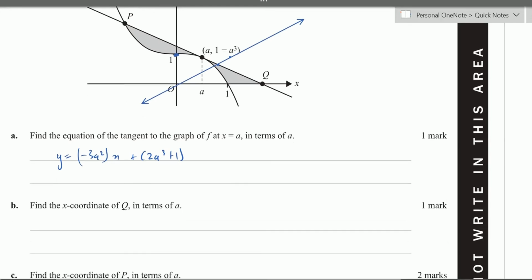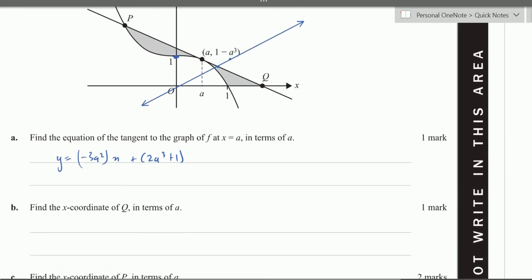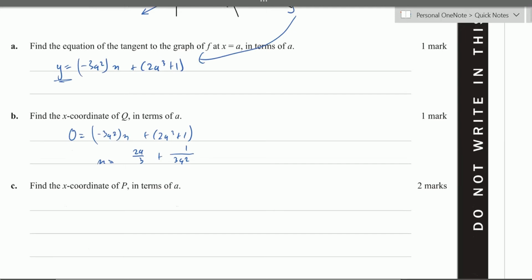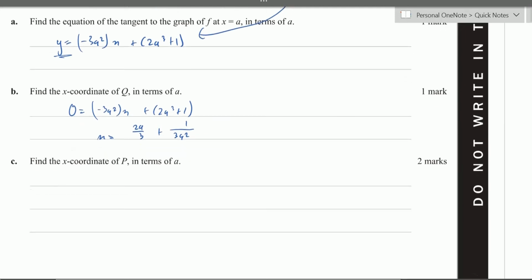So find the x-coordinate q of Q in terms of a. This line is the tangent line that we just found, and you can see Q is the x-intercept. At the x-intercept y is 0, so you just let 0 equal the tangent line and solve for x, and you should get 2a on 3 plus 1 over 3a squared, or you might have found it with a common denominator. Either way.